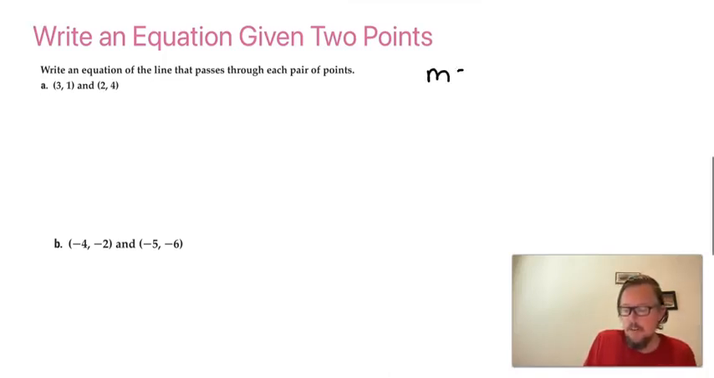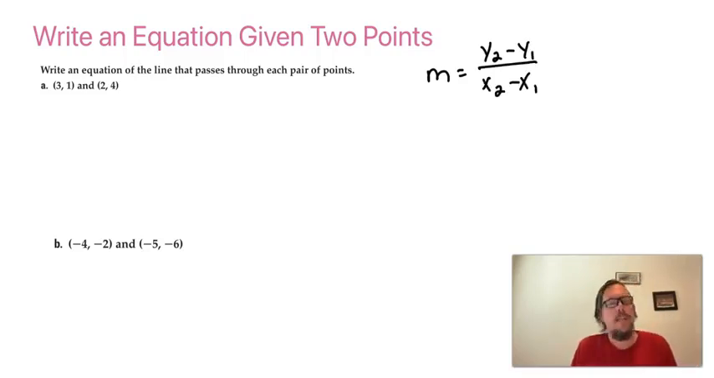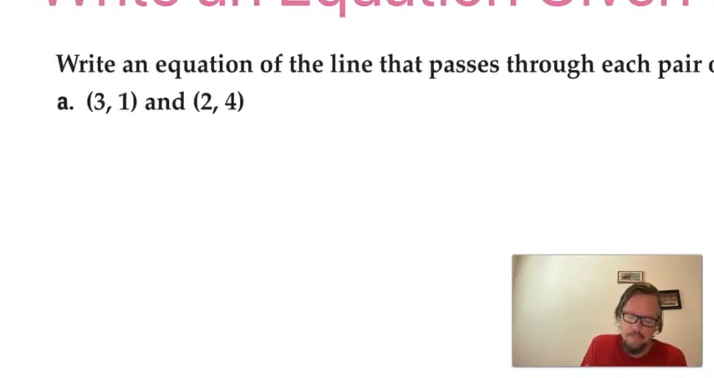If you don't remember it, here it is. The slope is y2 minus y1 over x2 minus x1. So when we're given 2 points, we can easily find the slope by using this formula. And so the first thing that we need to do is look at our coordinates that we're given and identify which one's going to be our x1 and y1 and which one's going to be our x2 and y2. Doesn't matter which is which.